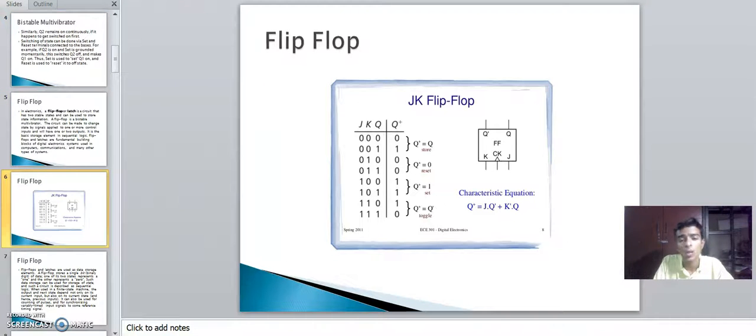So this is an image and the truth table of a JK flip-flop. When the terminals J, K and Q are given 0, the output is going to be 0. And when J and K are off but Q is on, output is going to be 1. Similarly, when J is 0 and K is 1 and Q is 0, the output is going to be 0. When J is 0, K is 1 and Q is 1, the output is going to be 0. So this characteristic equation is given by output equals J Q dash plus K dash Q.